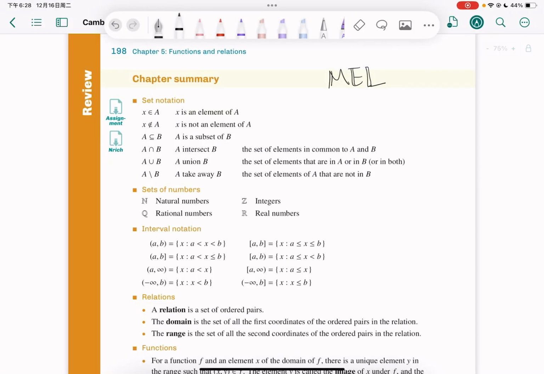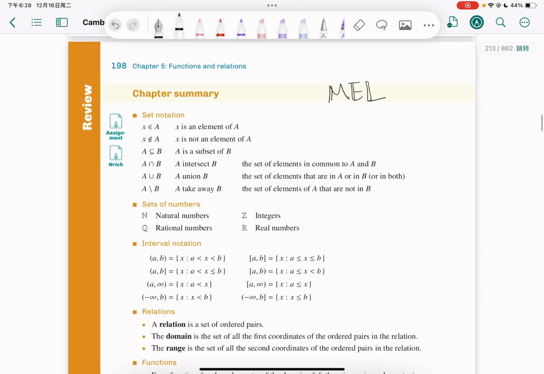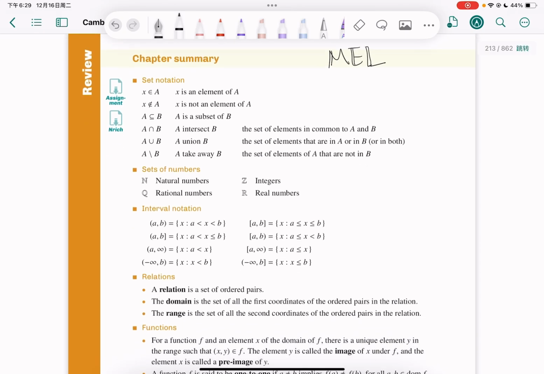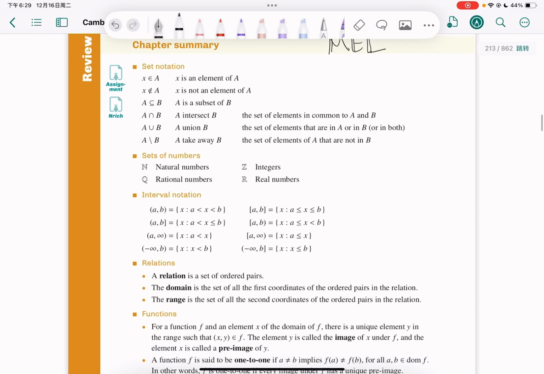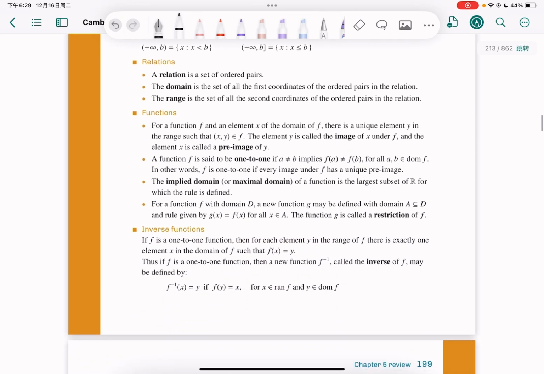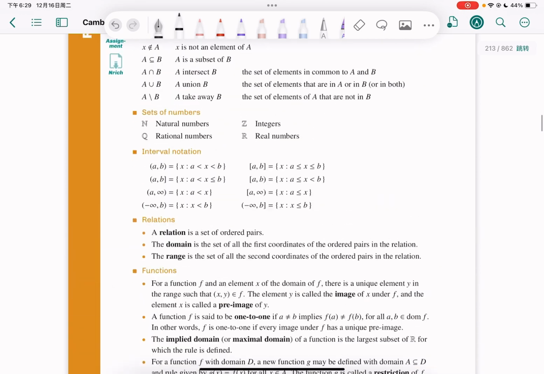Today we're gonna go through chapter 5, functions and relations. So this is a very basic chapter about set notations, set of numbers, interval notations, and inverse functions. Okay, let's start from the start.